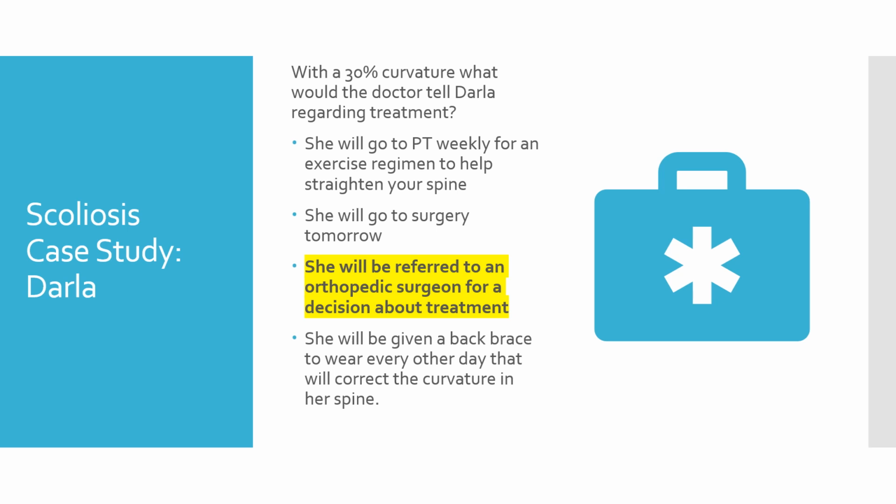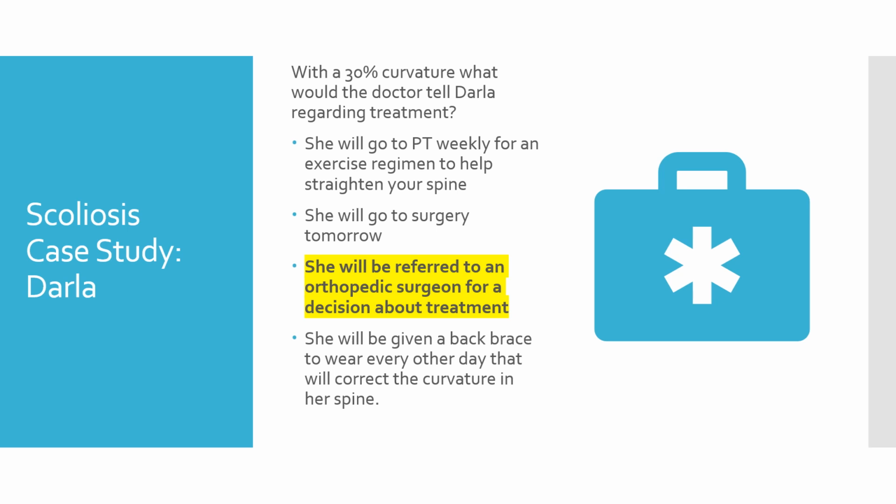So with the 30% curvature, what would the doctor tell Darla regarding treatment? We're going to talk about following her care and how we're going to do that. So let's go through this list and pick the correct answer. She will go to PT weekly for an exercise regimen to help straighten her spine. No, that would not help. We're not going to straighten the spine with PT.